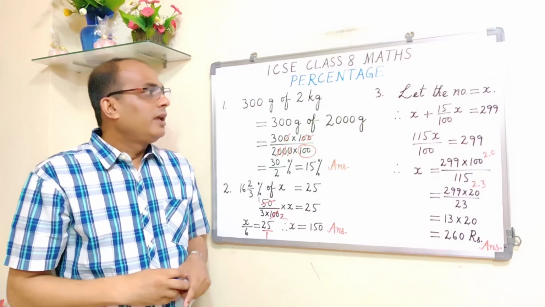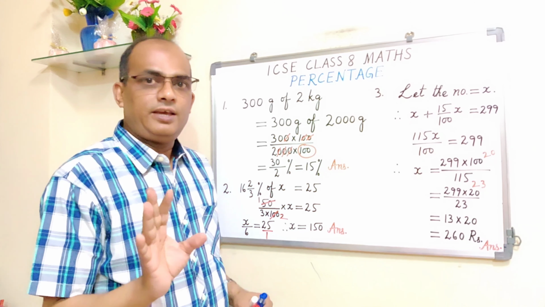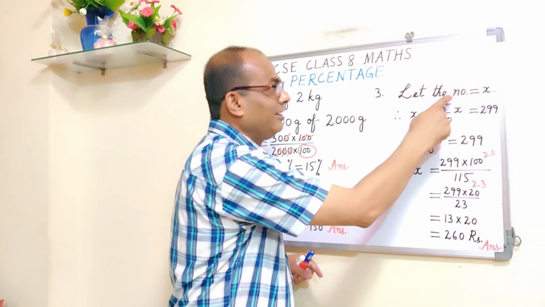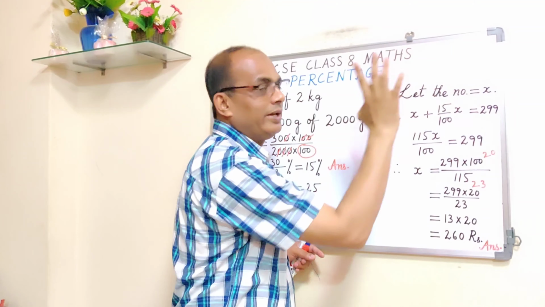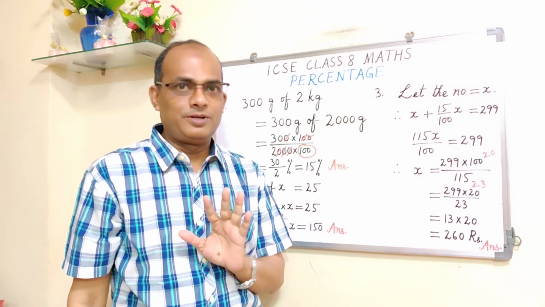Okay. Now the third question, please look at the screen. The third question is, what number when increased by 15% becomes 299? What number when increased by 15% becomes 299? What number? So we start, let the number be x. This is the number.